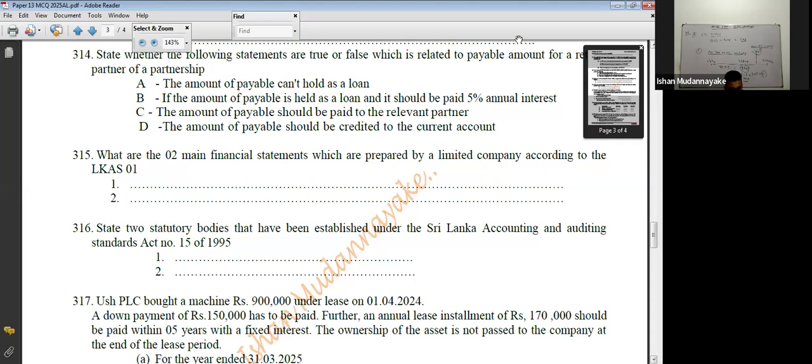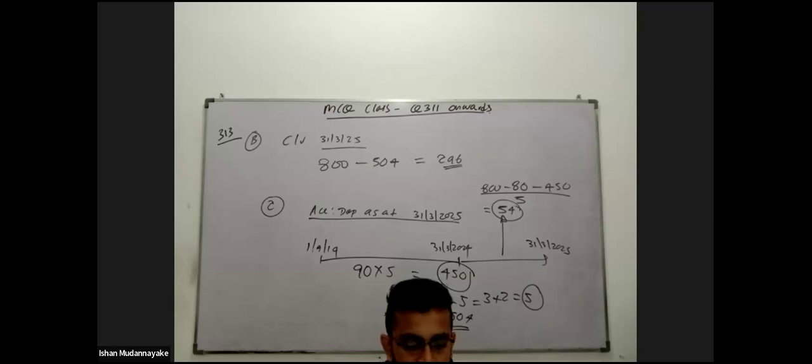Right, now question number 316. State two statutory bodies that have been established under the Sri Lanka Accounting and Auditing Standards Act, number 15 of 1995.